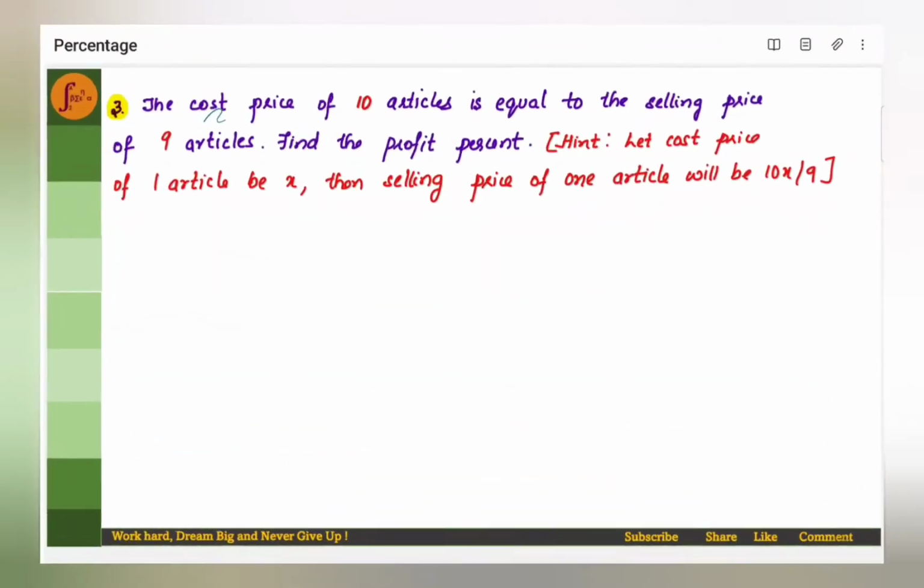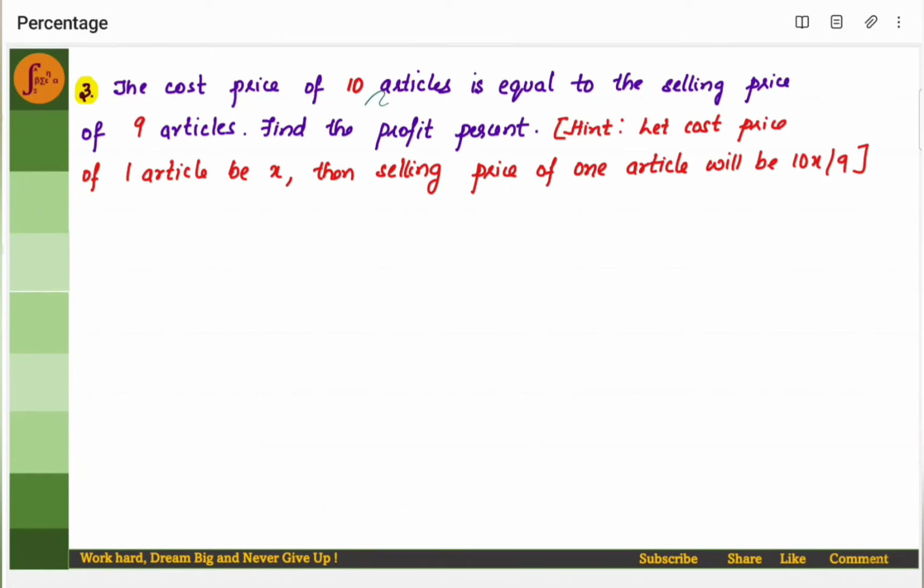75%. Let us go through this problem where the cost price of 10 articles is equal to the selling price of 9 articles. Find the profit percent. Now, first of all, what do we understand with this particular problem? The cost price, that is the original price, of 10 articles is equal to the selling price of 9 articles, which means, say for example, the cost price of 1 article is equal to 9 rupees, right?